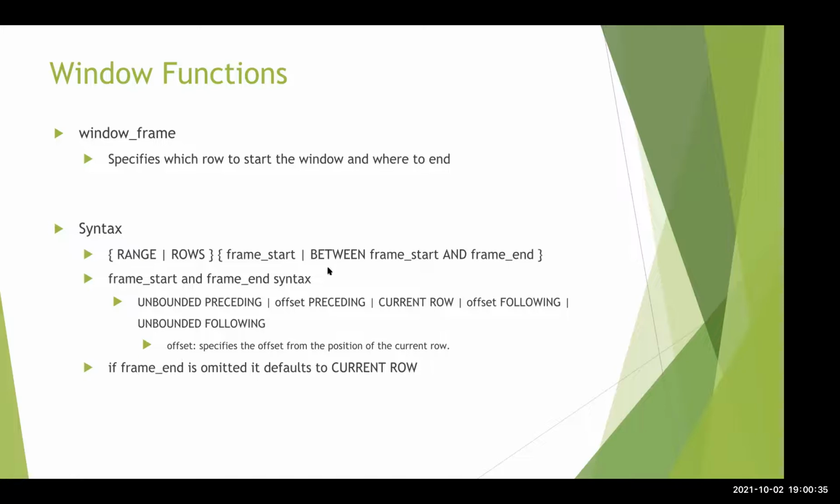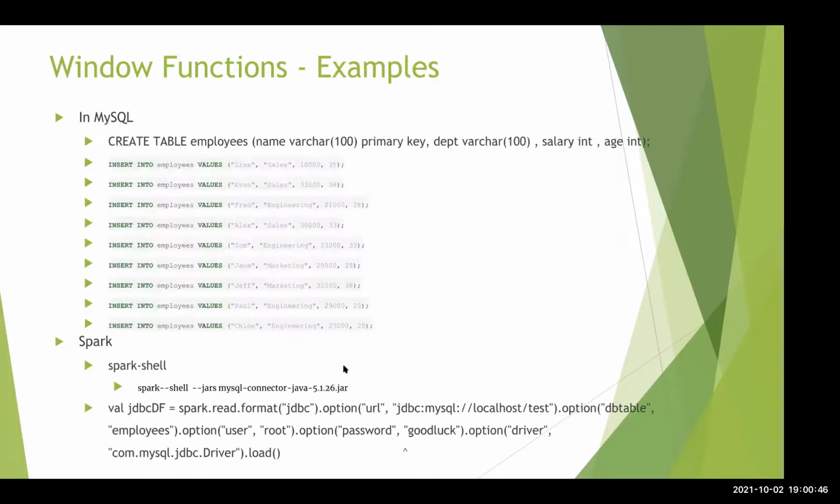If you omit the frame end, then it defaults to the current row only. So generally you specify the frame end. We'll see some examples now.